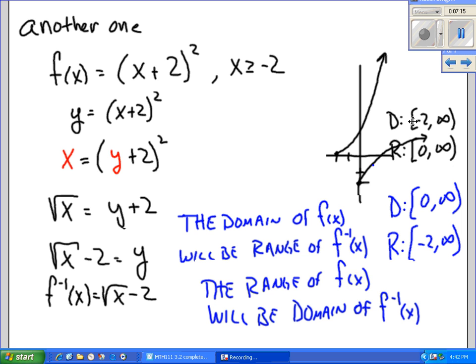So what was the domain of the original function? It's the range of the inverse function, and what was the range of the original function is the domain of the inverse function. And that's always true with inverse functions.